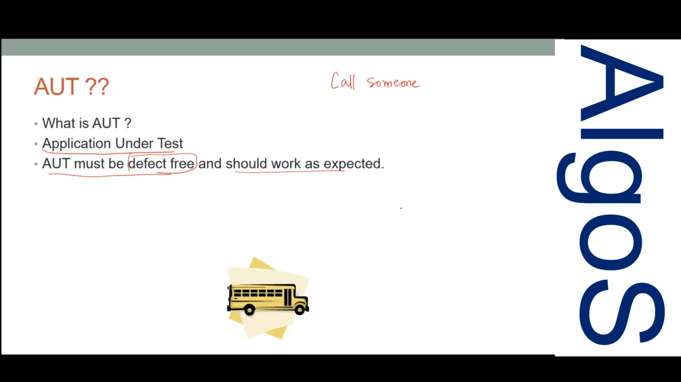Is finding a defect called AUT? No. Finding the defect is not called AUT. You find a defect in the AUT. The process of finding the defect is what you call a testing activity. So testing means finding the defects.